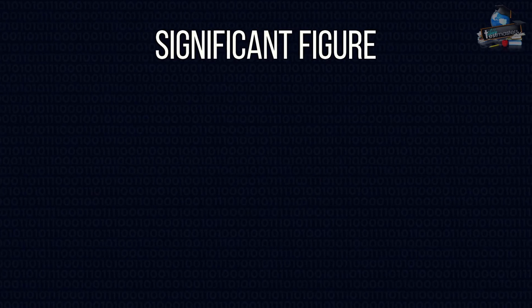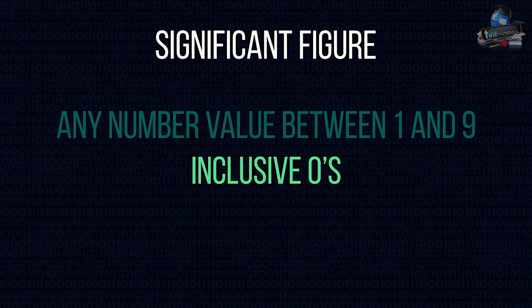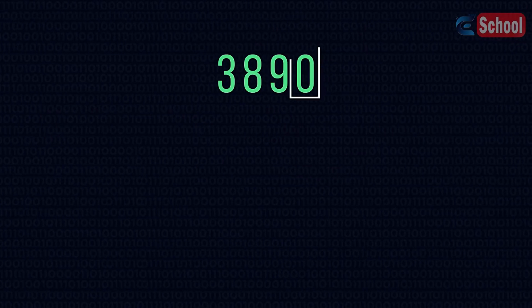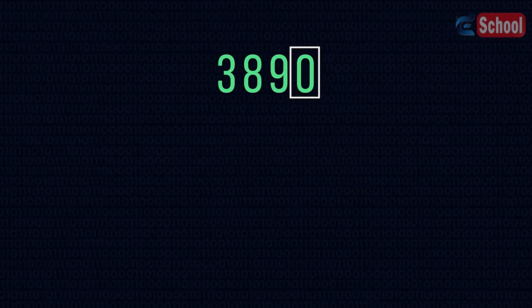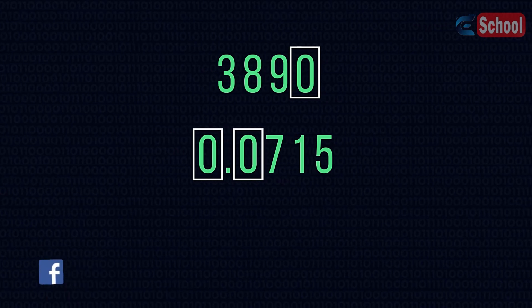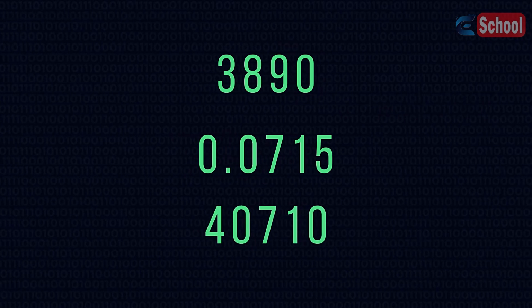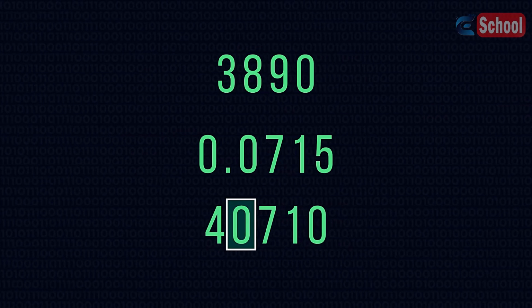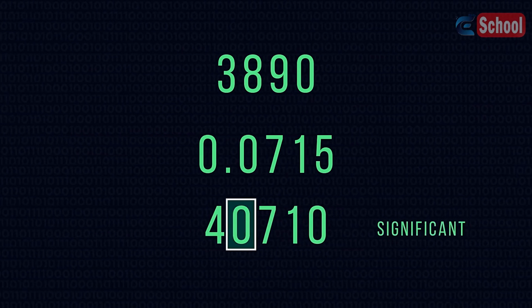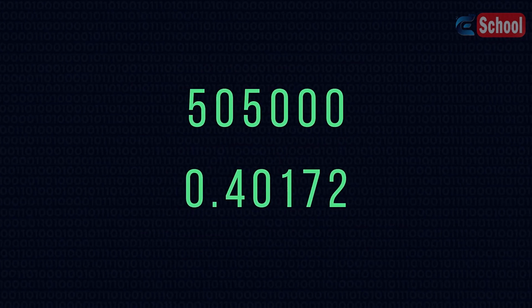A significant figure is any number value between 1 and 9 and inclusive zeros. For example, the 0 in 3,890 and the zeros in 0.0715 are not significant as they are on the outside, but the first 0 in 40,710 is significant as it is within values between 1 and 9, which are significant here.